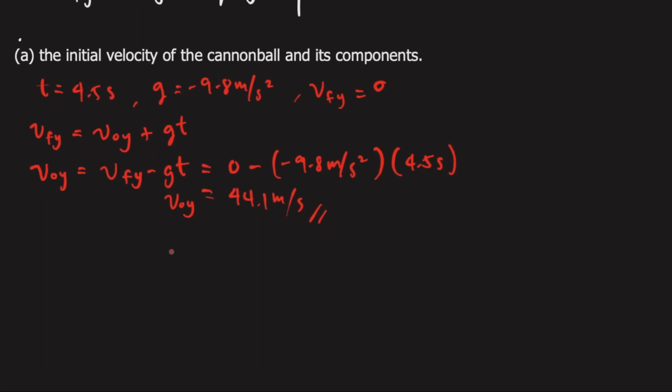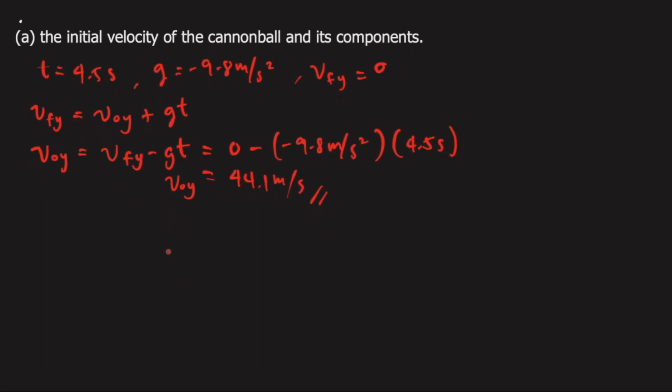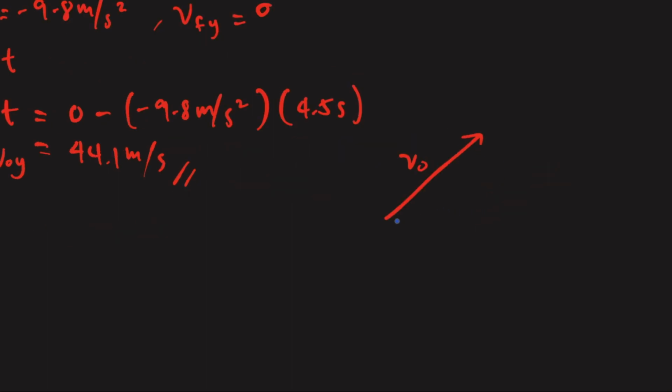Okay, so to get the resultant velocity or the initial velocity, note that in solving for v naught y, it's equal to v naught sine theta. For instance, this is our v naught, it has two components: this is v naught x, and this is the y component, this is v naught y.